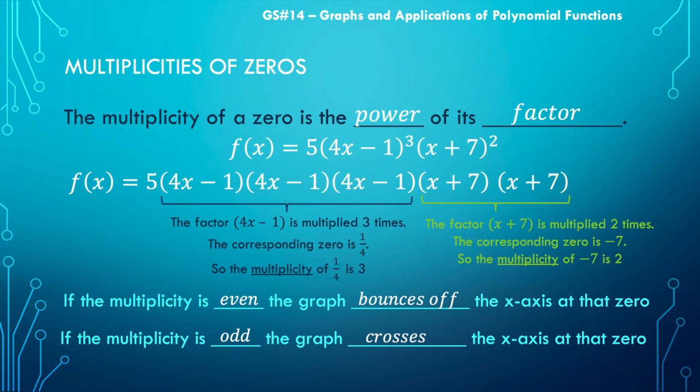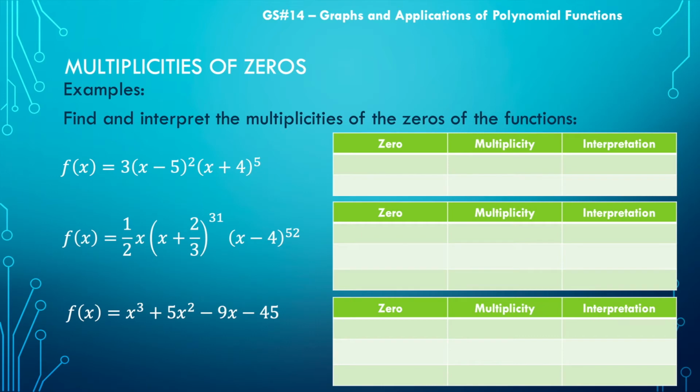So let's give it a shot. Let's do some examples here. I've got 3 functions here. For each of these functions, we are to find and interpret the multiplicities of the zeros of the functions. Okay, so let's start with this first function. f of x is equal to 3 times (x minus 5) squared times (x plus 4) to the 5th. We have 3 factors, but this factor in front does not have an x, and so this is not going to represent a zero at all.